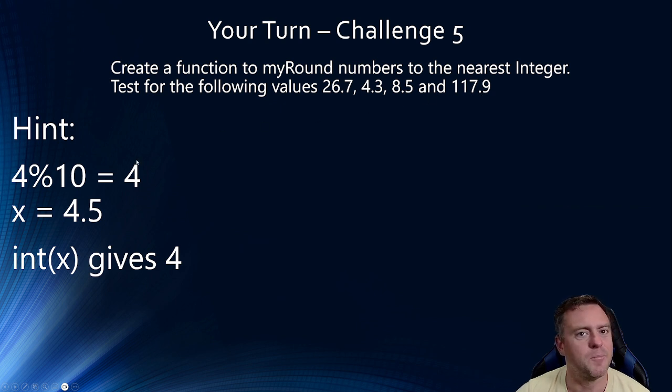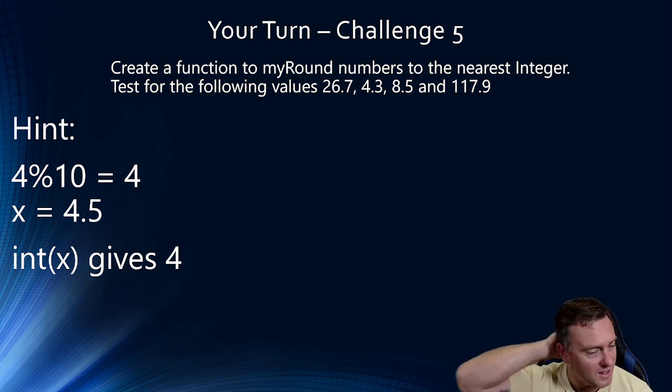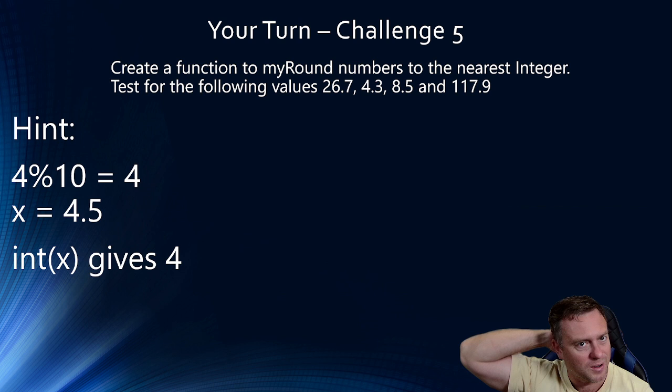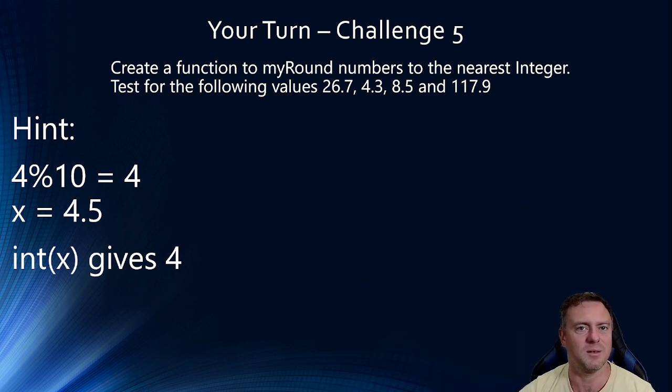So some hints here. If you do 4 mod 10, it gives you the whole number. So it actually shifts that decimal place around. So if you had x is equal to 4.5, and then you did the int on that, it gets rid of the decimal point and then just gives you that value. So pause the video, see if you can use those 2 bits of information and actually code this up yourself.